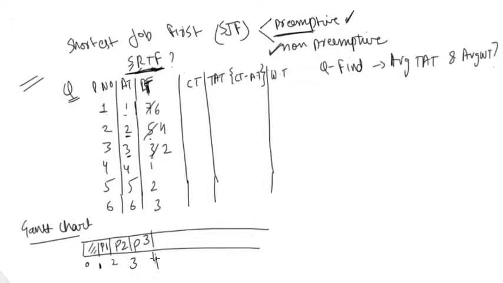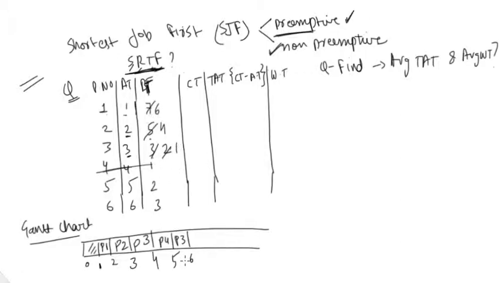At 4 unit time, any smaller process coming? Yes, P4 is coming, 1 is smaller than 2, so schedule P4, it will be completed. P4 is done. Now at 5 unit time, it's 2. If the burst time is the same, see the arrival time, 3 is smaller, schedule P3, and now execute it for 1 unit time. Now reduce it.